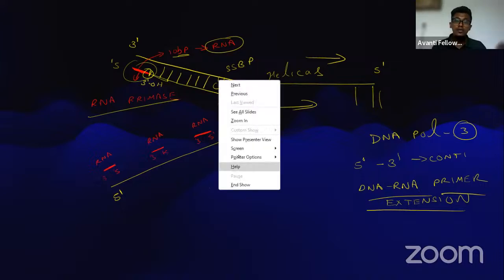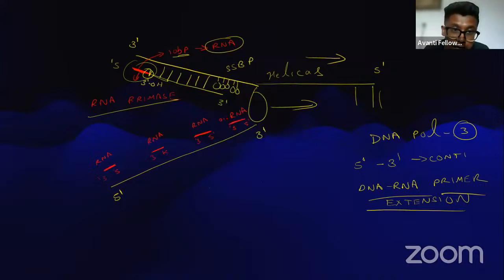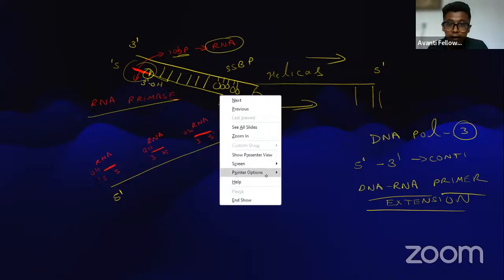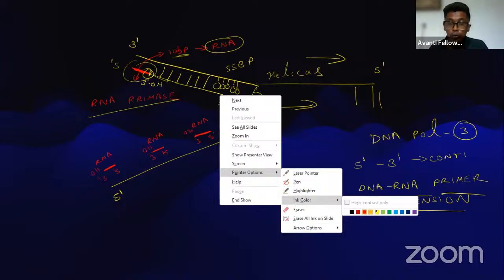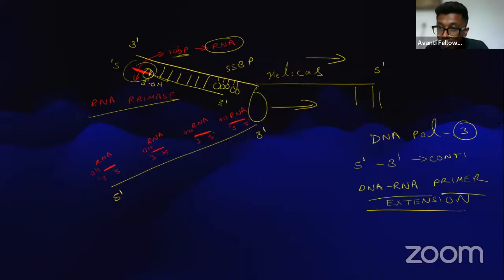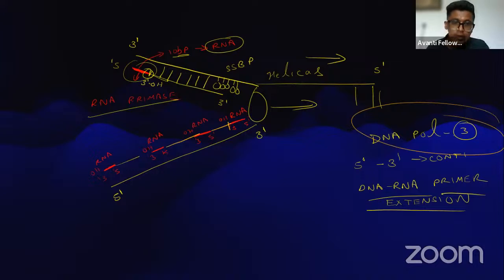Now once these primers are available, you can clearly see that there are free OH groups here and there, at the 3' end. What is the advantage, and who gets the advantage? DNA polymerase 3, guys. DNA polymerase 3 will expand these 5' to 3' gaps. So what do you call this? RNA, DNA, RNA, DNA, RNA, DNA. So is this DNA-RNA primer extension happening in the lagging strand? Yes. Now, can we have RNA in our DNA?